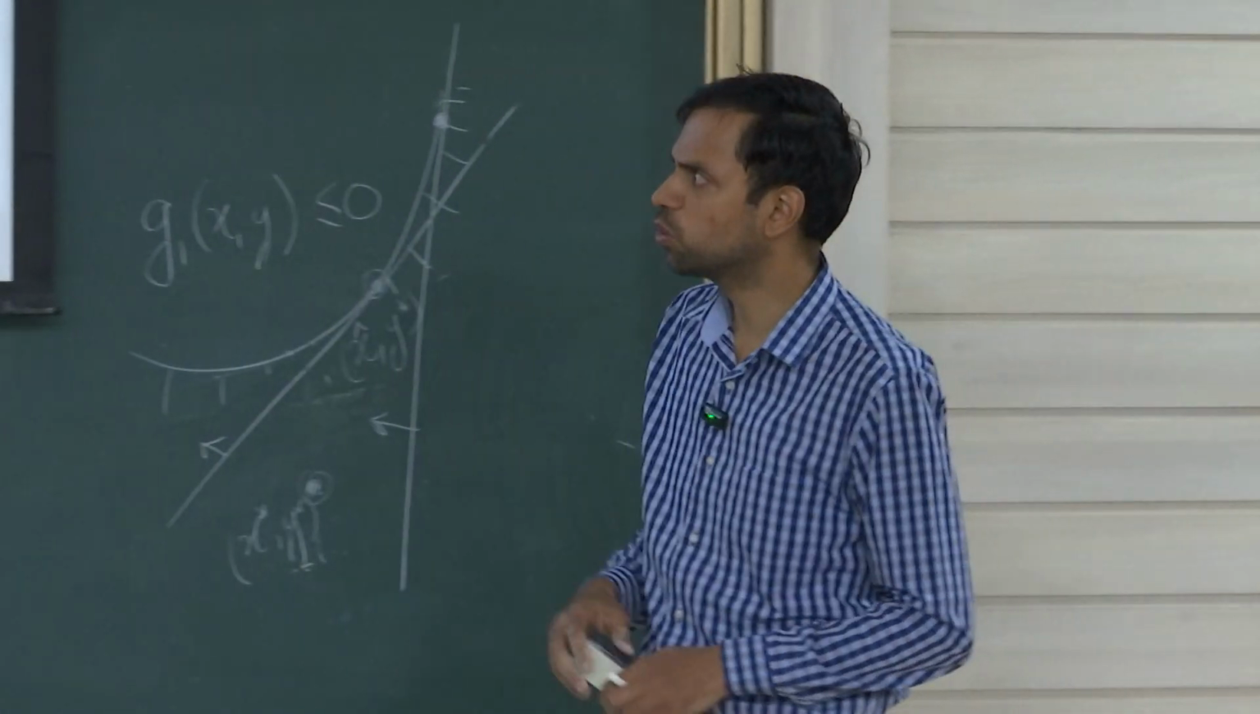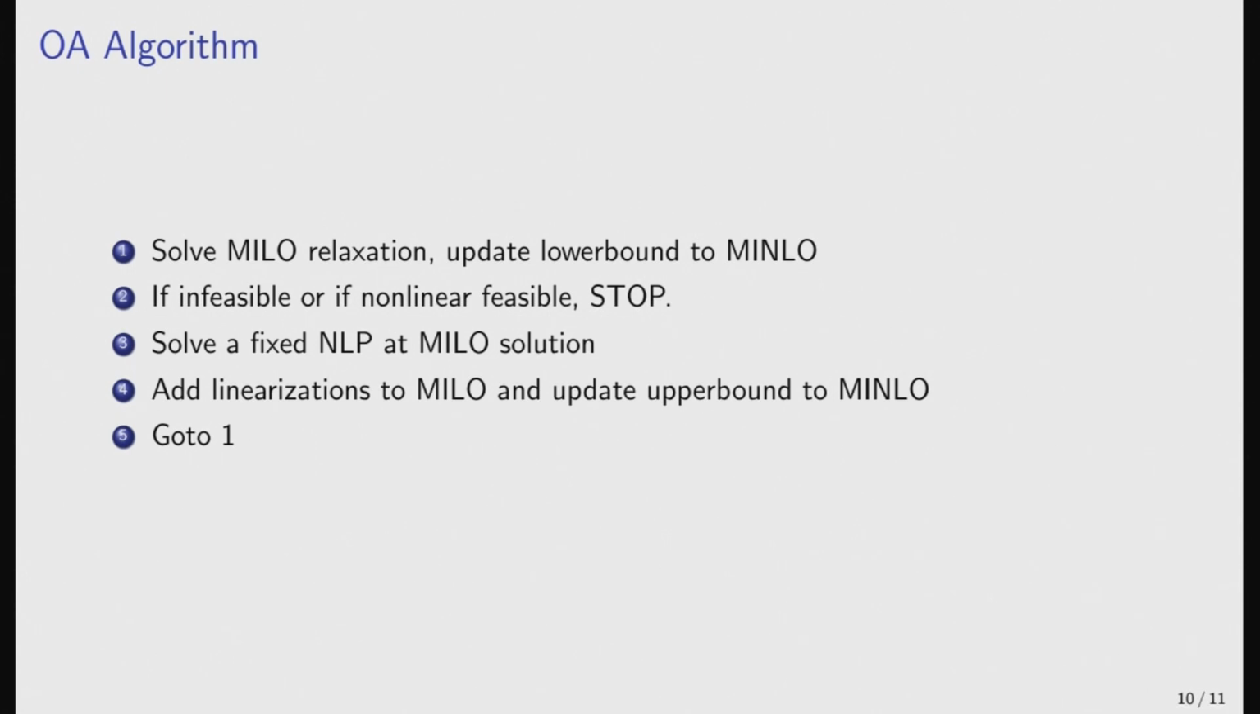So overall the algorithm looks like this. A 5-step algorithm: solve MILO, update the lower bound. If the MILO itself is infeasible, stop. If you get a solution, still stop. Otherwise, you solve a fixed NLP at the MILO solution, and whatever point that NLP returns, whether it is feasible or infeasible, you add linearizations to your MILO model, and then again solve it, and keep doing this again and again until you converge.